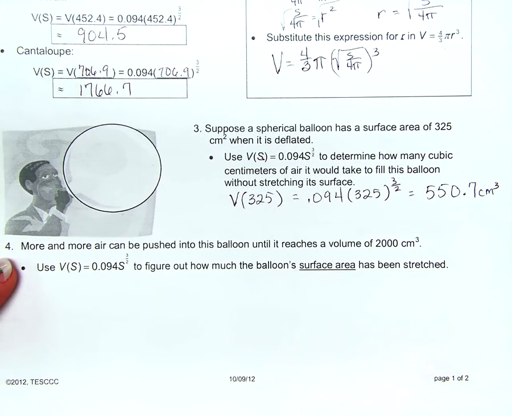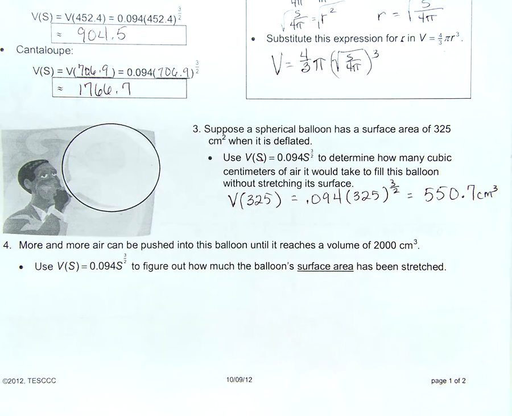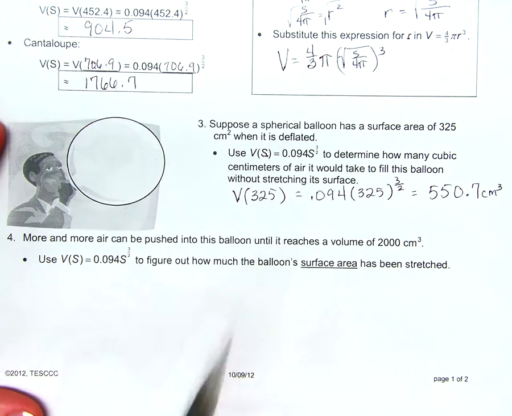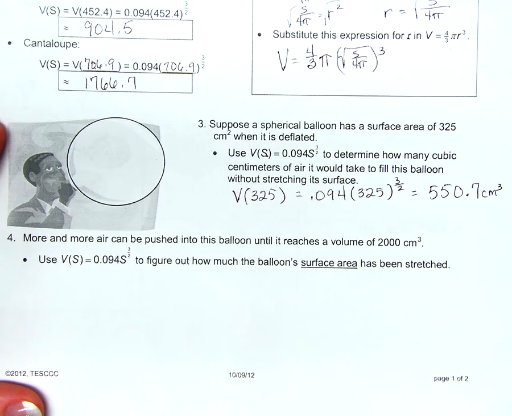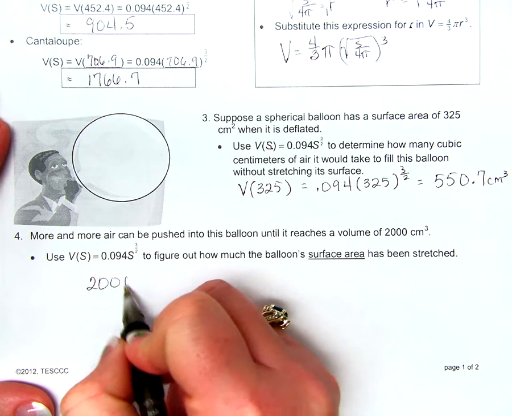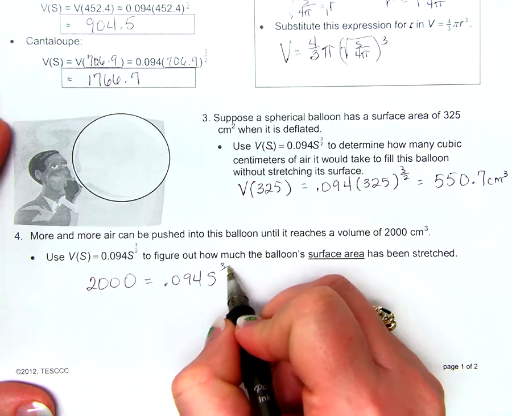Now, more and more air can be pushed into this balloon until it reaches a volume of 2,000. Do you understand why? Well, because the balloon is stretchy. So, if more and more air can be pushed in to reach a volume of 2,000, use this formula to figure out how much the balloon's surface area has been stretched. What value of S would solve this formula to make it equal 2,000? So 2,000 equals 0.094 s raised to the 3/2 power.